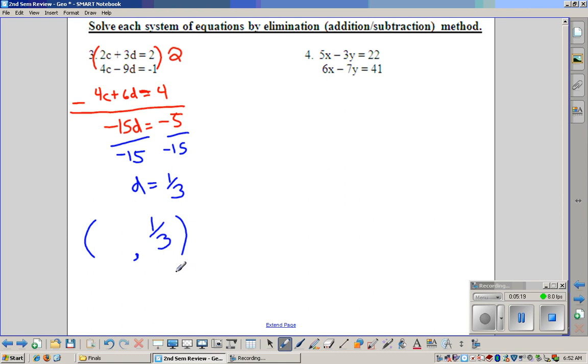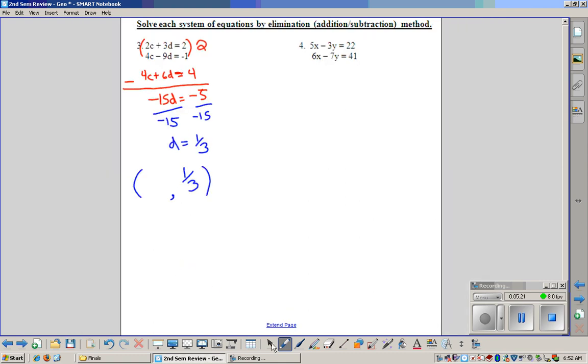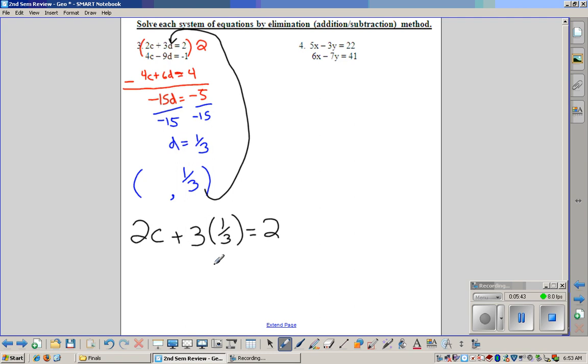Okay? So what we need to do, once again, is take that 1/3 and put it in for d. Put it in the original equation before we multiplied by 2. So 2c plus 3 times d, d is 1/3, equals 2. Now 3 times 1/3 is just 1. Subtract 1 from both sides. End up with this. Divide by 2. We'll get a half. So here's the answer.